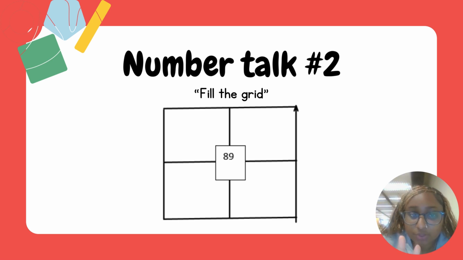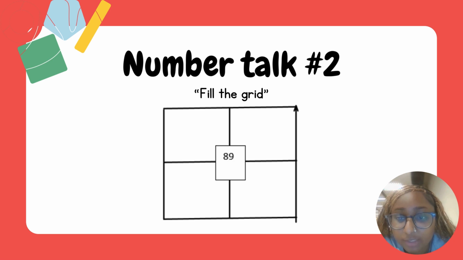So my second number talk was called Fill the Grid, and students were tasked with identifying four numbers that, when added or subtracted, would result in a total of 89. Students are able to generate a variety of equations due to the flexibility of this number talk. I anticipated that students would decompose 89 by looking for doubles such as 40 plus 40 and then finding two numbers that would get them that last nine, and I found students used 7 and 2 a lot. One student shared that they started with 100 and then subtracted 5, 5, and 1 to get 89.